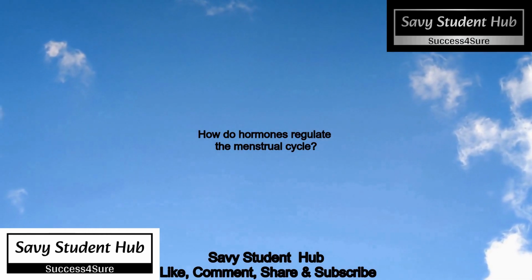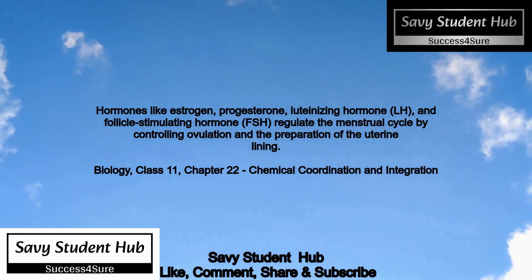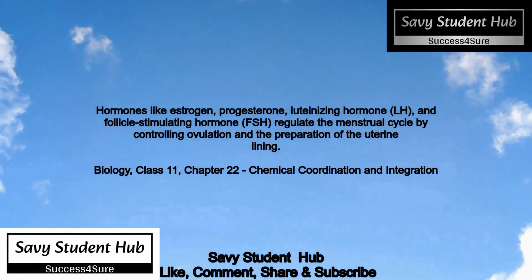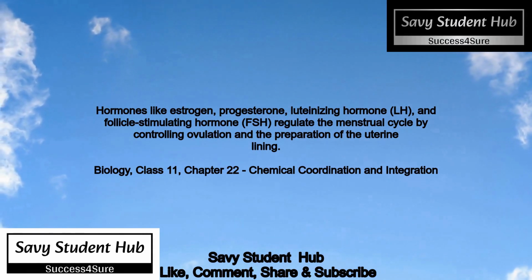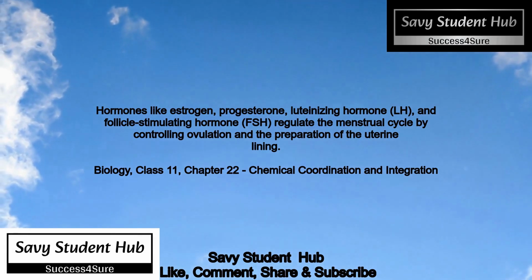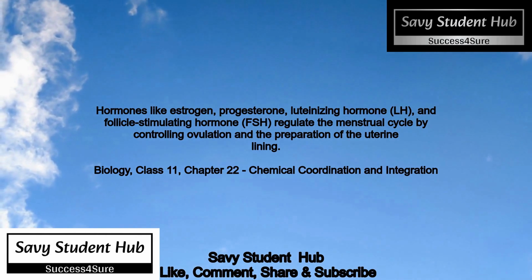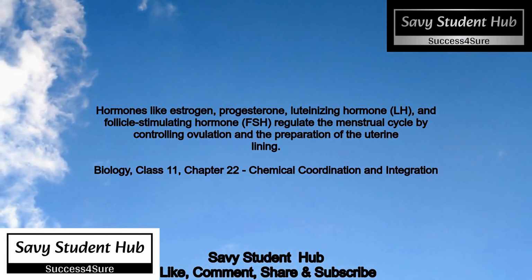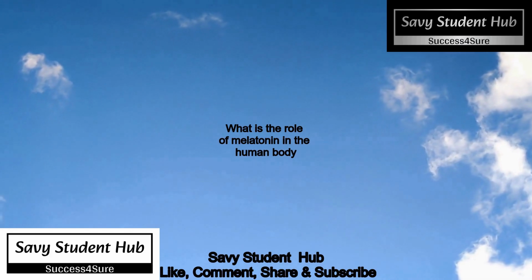Hormones like estrogen, progesterone, luteinizing hormone, LH, and follicle-stimulating hormone, FSH, regulate the menstrual cycle by controlling ovulation and the preparation of the uterine lining. What is the role of melatonin in the human body?